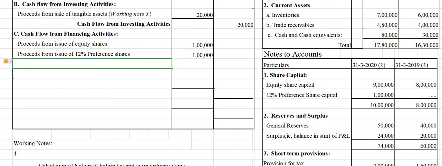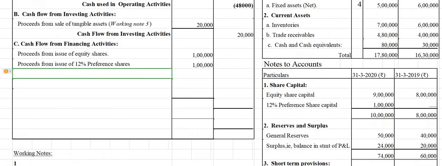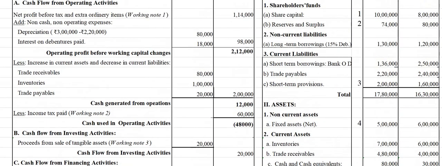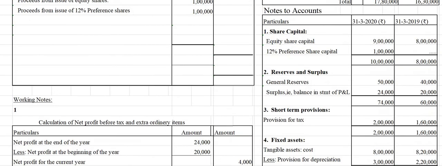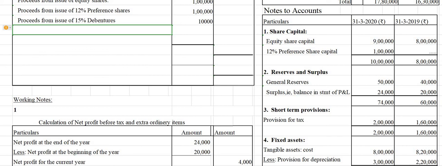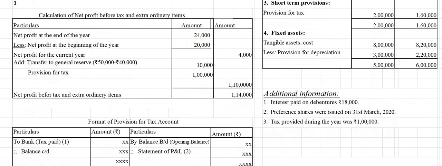Okay, then after that financing item, next let us see long-term borrowings. In long-term borrowings, we have debenture last year 1,20,000, now it became 1,30,000. That means 10,000 debentures were also issued. So proceeds from issue of 15% debentures 10,000. Okay, then in the adjustment it is given that interest paid on debentures 18,000.